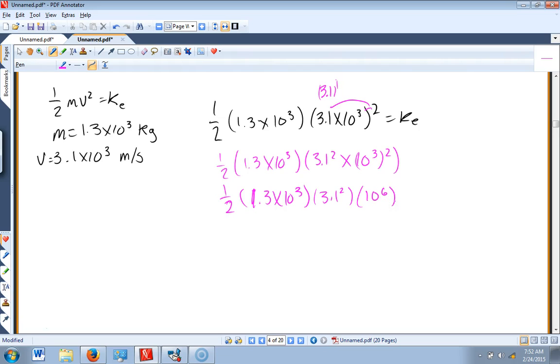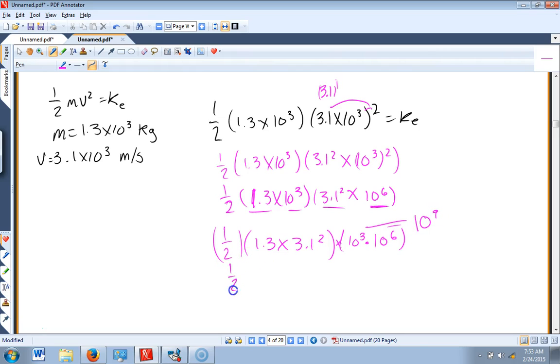Okay, and now what we want to do is we want to combine our outsides. So this is still like this, times 10 to the 6th. Okay, so we're going to combine our outsides. So we'll keep our 1/2 here. Then we have 1.3 times 3.1 squared. And then we're going to combine our powers of 10. So we have 10 to the third times 10 to the third times 10 to the 6th. Okay, and adding our exponents, this is going to simplify to 10 to the 9th.